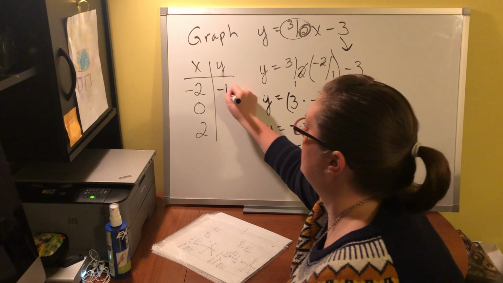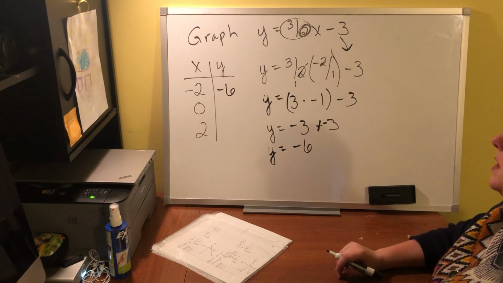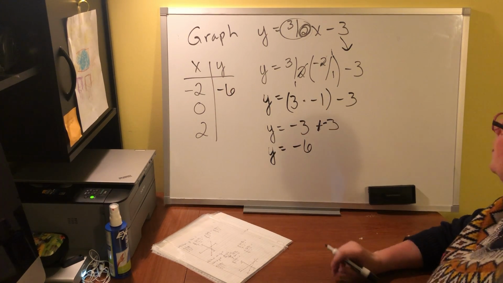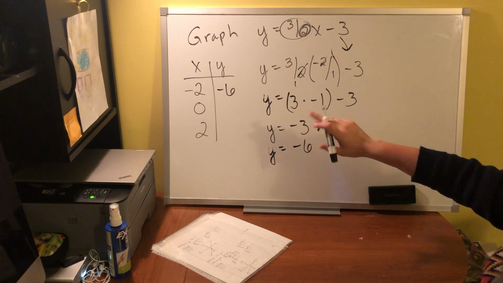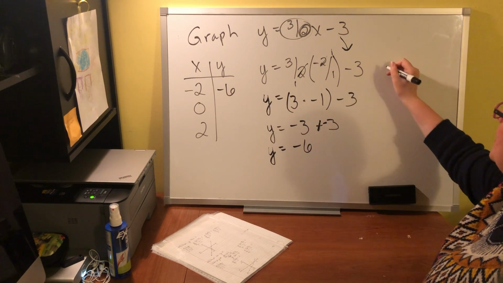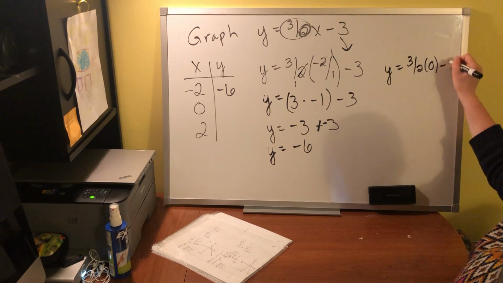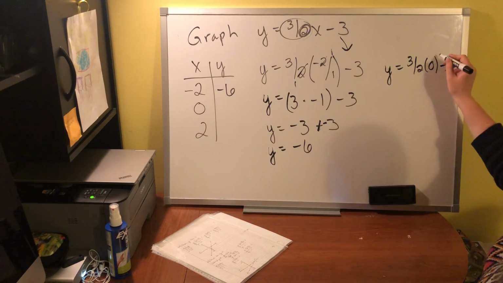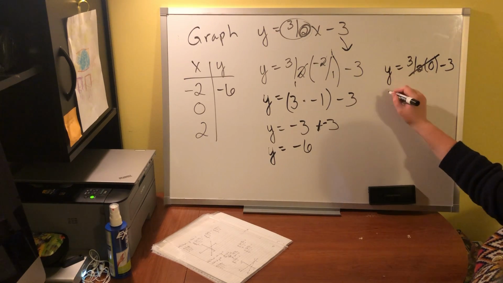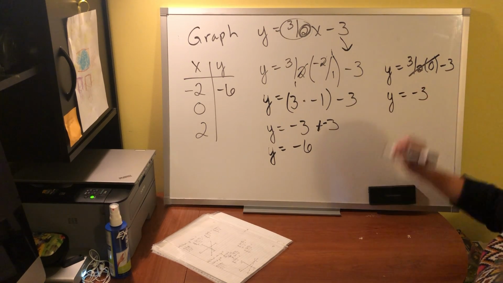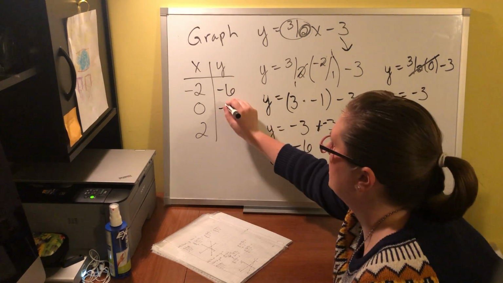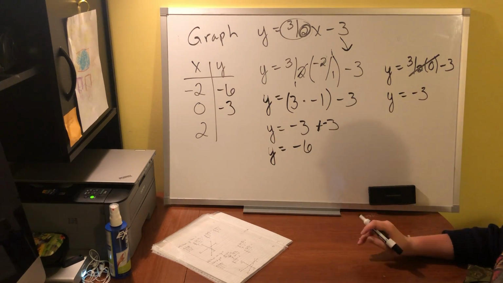So that now is -6. We're going to do the exact same thing for 0. 0 is nice because it's quick and easy. So I have y equals 3/2 times 0 minus 3. Well, 3/2 times 0 is 0. So y is -3. So 0 is great to use.